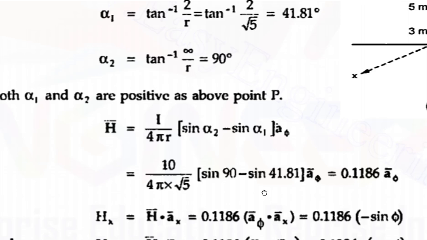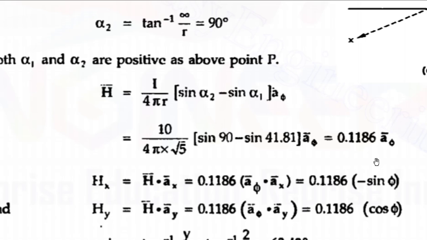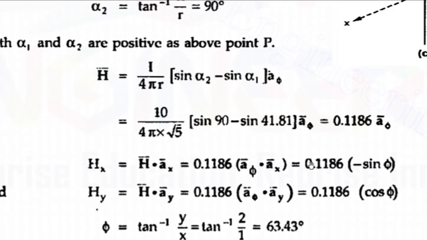So after solving this, whatever we will get is in terms of Phi cap. Now this H bar is equal to 0.1186 Phi cap, right? So we can convert this into Cartesian system. To convert any vector into Cartesian system, or any component of the Cartesian system, Hx if I want, I have to take a dot product of whatever H I got in the cylindrical system and Ax cap. So if I take the dot product of H bar in cylindrical system and Ax cap, it will be equal to 0.1186, and Phi was there, so Phi dot Ax.